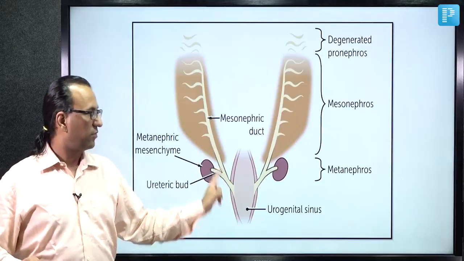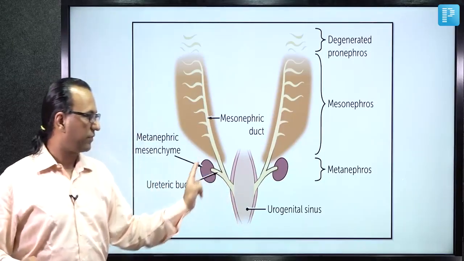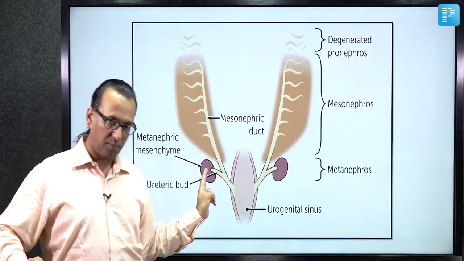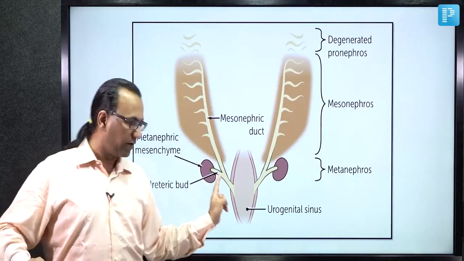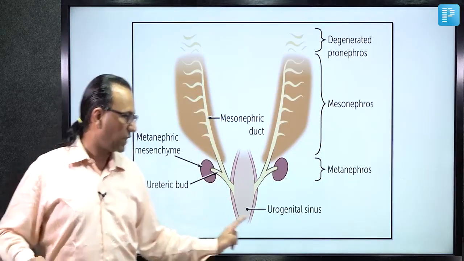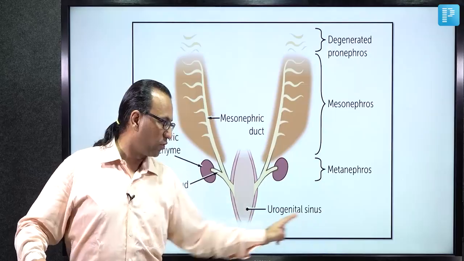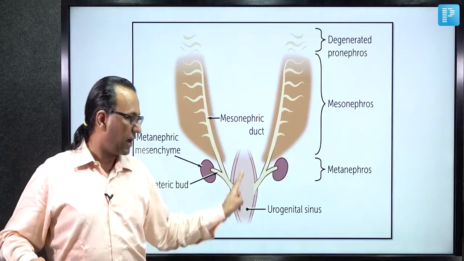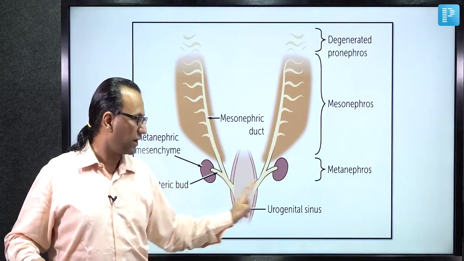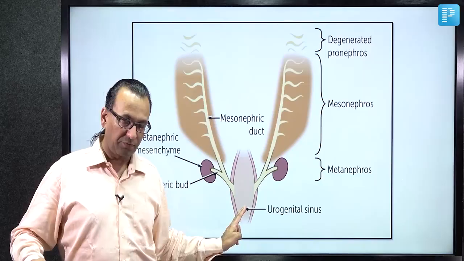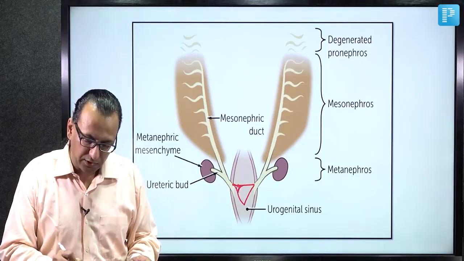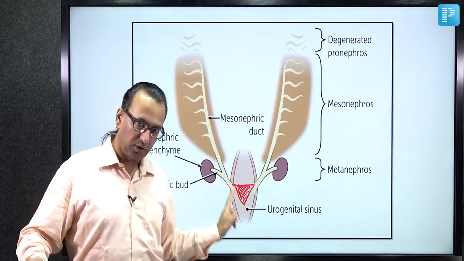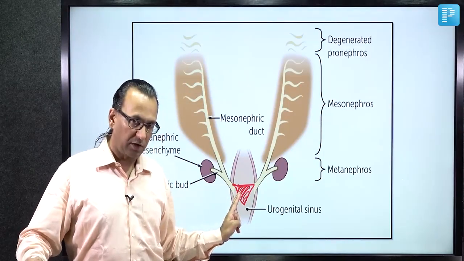That ureteric bud which comes from the mesonephric duct will be going to stimulate the metanephros to change it into metanephric blastema, and metanephric blastema is going to form the kidney, whereas the ureter will be coming from the ureteric bud or the mesonephric duct, and the bladder comes from the endoderm of urogenital sinus. Now, as we say, the endoderm of urogenital sinus is going to form urinary bladder and urethra, but not the trigone, because the trigone is formed by mesoderm. In fact, what happens is the tip of the mesonephric duct will be absorbed into the posterior wall of the urogenital sinus to form the trigone. Hence, the trigone is mesodermal in origin.